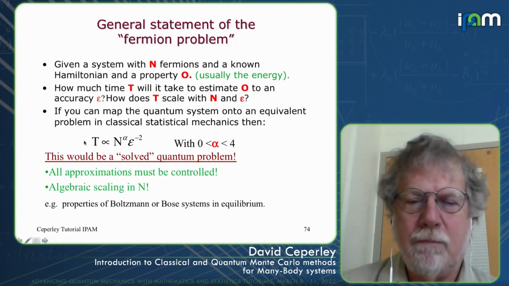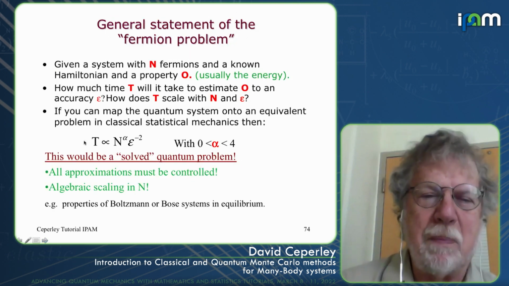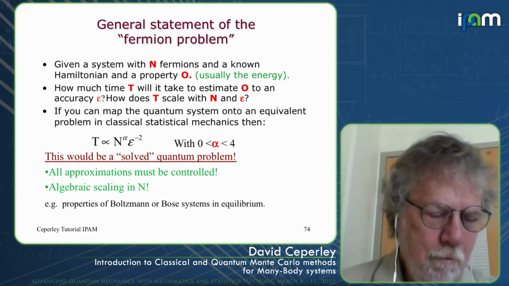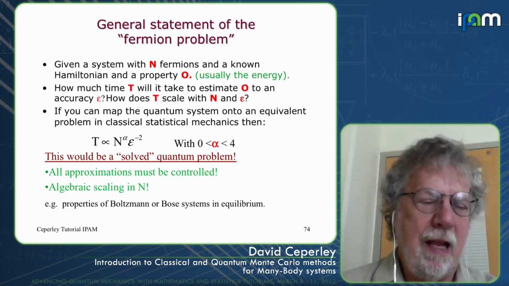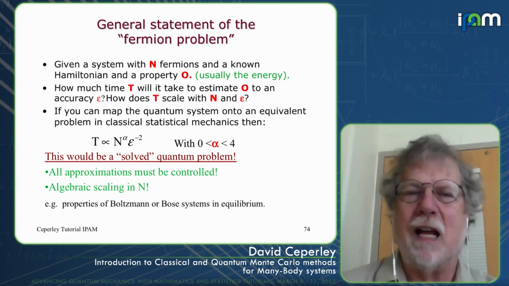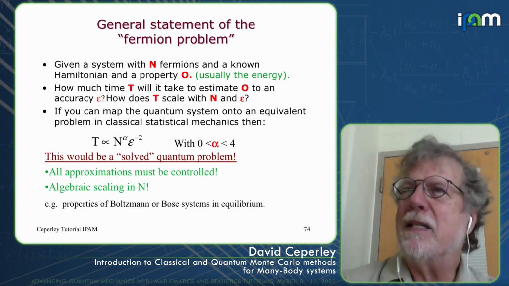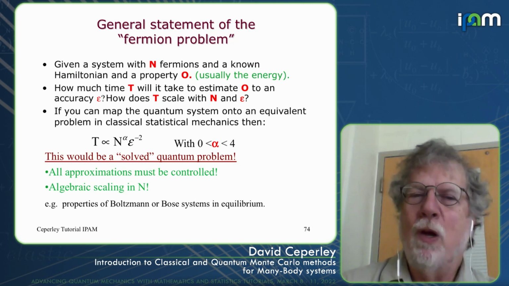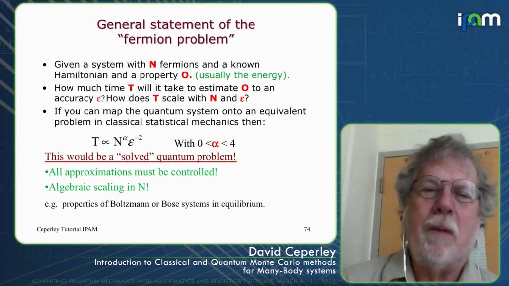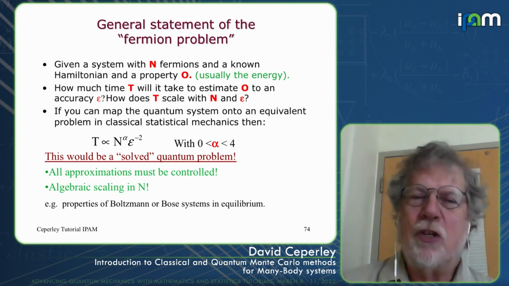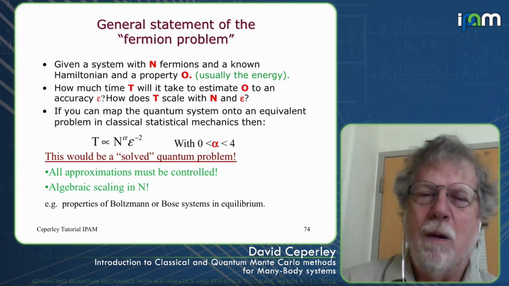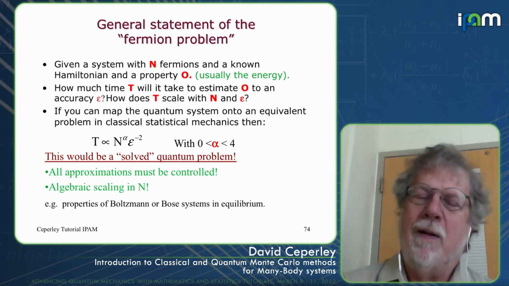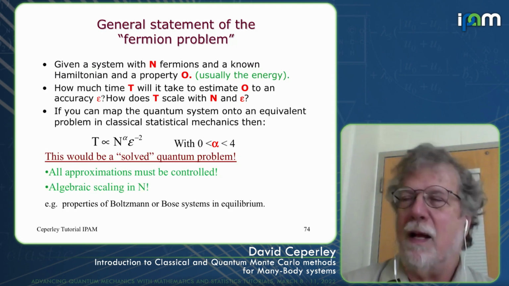In fact, maybe this slide is a little out of place, but this is the way I state the fermion sign problem. Basically, we want to find an algorithm if we have n fermions and a known Hamiltonian and a property such as the energy, how much time will it take to estimate the property to an accuracy epsilon? And how does the computer time scale with n and epsilon?